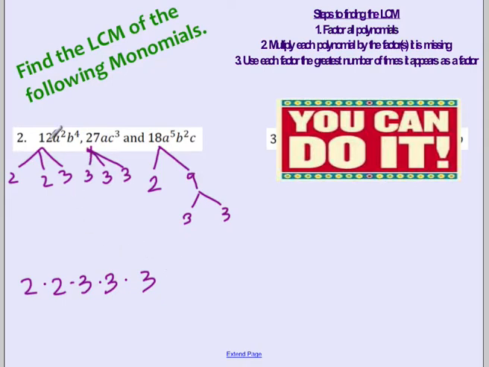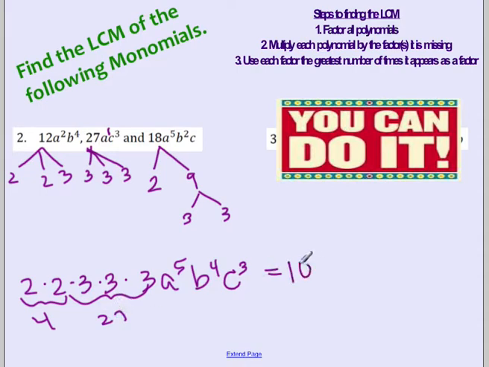All right, so then I go ahead and look at the variables, and I pick the greatest number. So this is a squared, a to the first, and a to the fifth. So the biggest one is a to the fifth. Then I have b to the fourth and b to the second, so it's going to be the bigger one, b to the fourth. And then I would look at c. There's a c to the third. And obviously I would simplify this. I know 2 times 2 is 4, and 3 times 3 times 3 is 27. And if you type that in on your calculator, if you're not sure, you would get 108. A to the fifth, b to the fourth, c to the third.